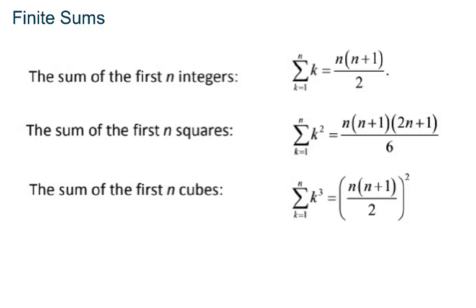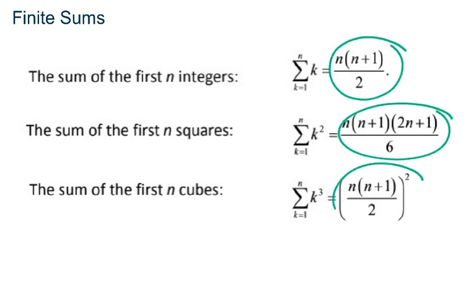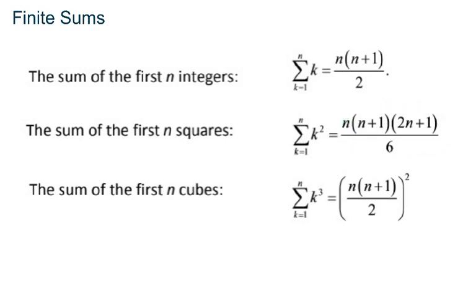Welcome back. As we continue our discussion of finite sums, we start to notice some patterns, and because there are some sums that we use a lot, we have some formulas for those sums that we know. So what you can see here is we have the sum for the first n integers, the first n squares, or the first n cubes. So when you're dealing with just k, k squared, or k cubed.